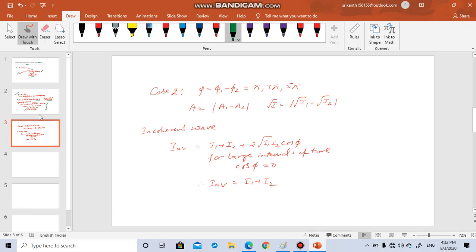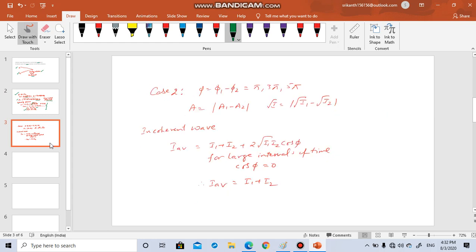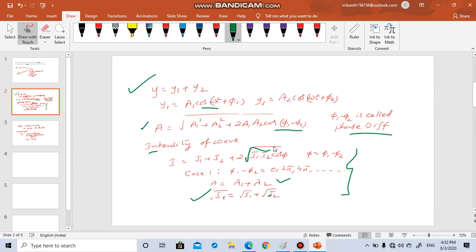and similarly, if here it is pi or 3 pi, this value is going to become minus. See, this cosine value is outside the root; the root is only over root over I1 I2. Maybe that writing is making it a little confusing. It is not up to here, it is only over root over I1 I2.